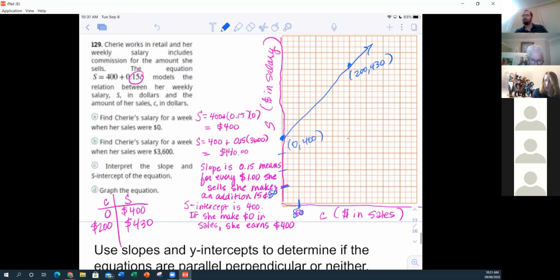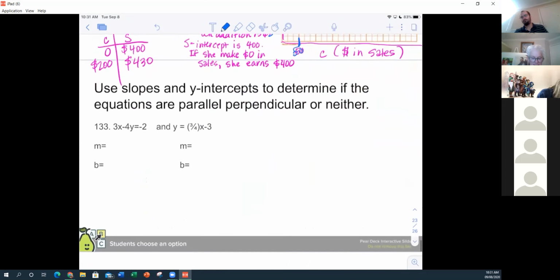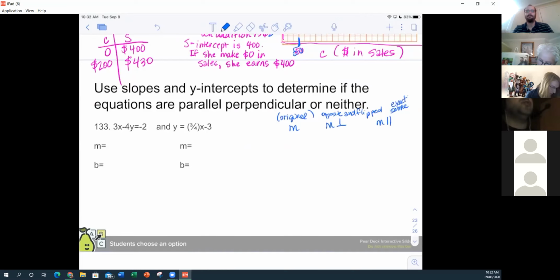Okay, the last thing that we're doing is using slopes and y-intercepts to determine if the equations are parallel, perpendicular, or neither. So before I get into this, I just want to remind you, if we have the regular line, our original slope, the slope of the perpendicular is always going to be opposite and flipped or reciprocal. And the slope of the parallel is going to be the same, exactly the same.